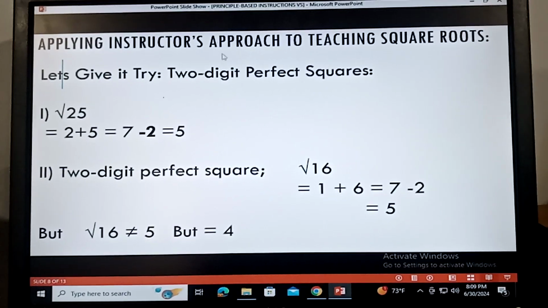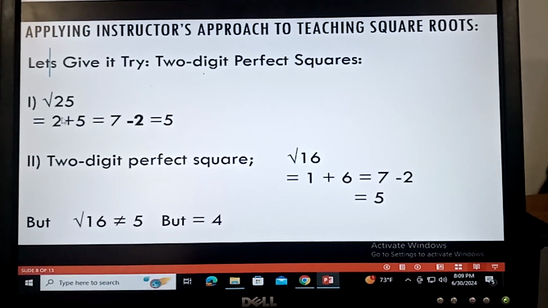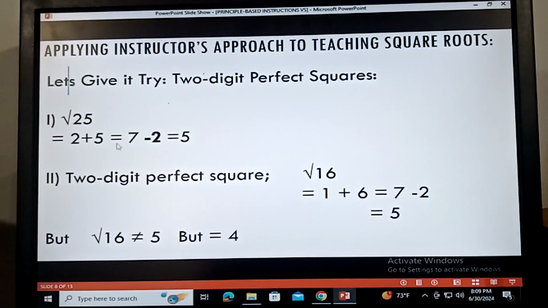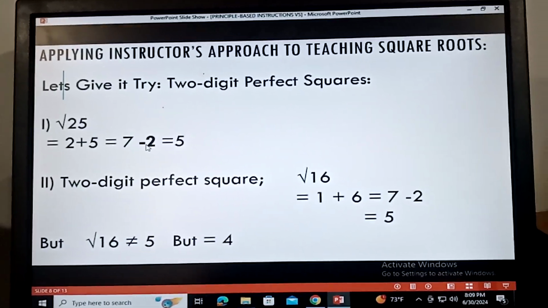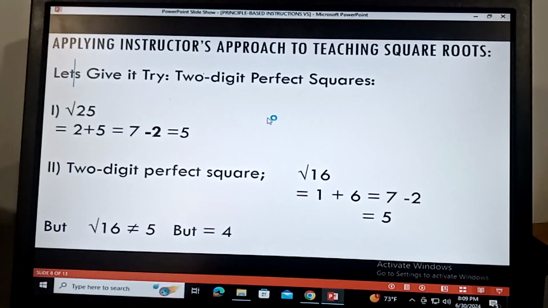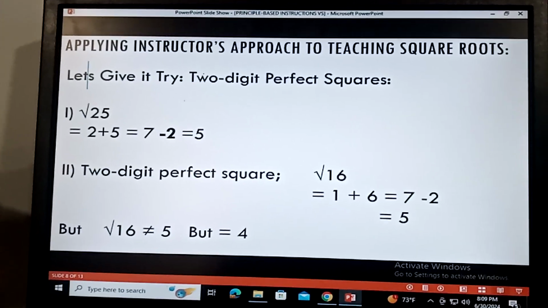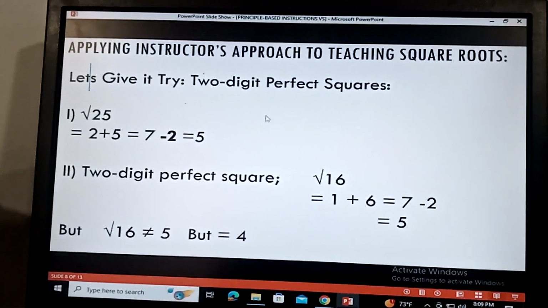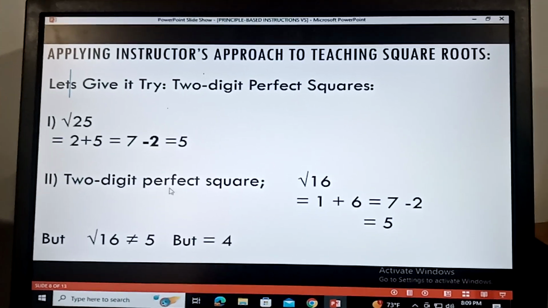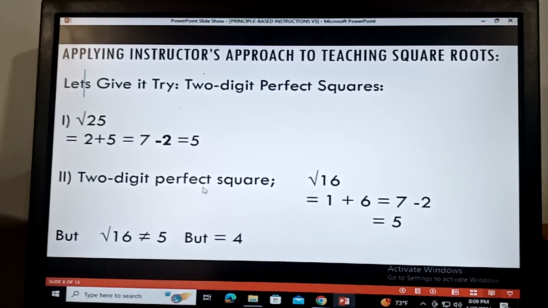Now, using his method, the square root of 25, we will say 2 plus 5 is equal to 7, minus 2 is equal to 5. Excellent. That is perfect, very shortcut and correct, accurate. Okay, fine. So the square root of 25 is 5. That is correct, using his method. Let's move to another example using the same 2-digit perfect square.